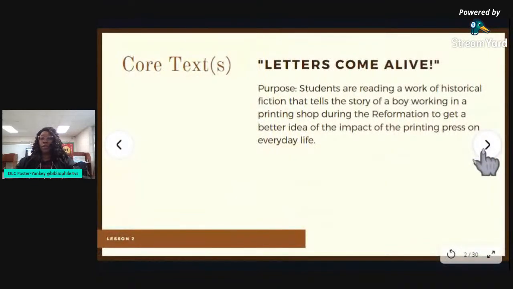All right, so our core text for this lesson is Letters Come Alive, or Chapter 2 in the Reader. Students are reading this chapter. It is a work of historical fiction that tells the story of a boy working in a printing shop during the Reformation to get a better idea of the impact of the printing press on everyday life. I think it is the only literary selection in the reader.